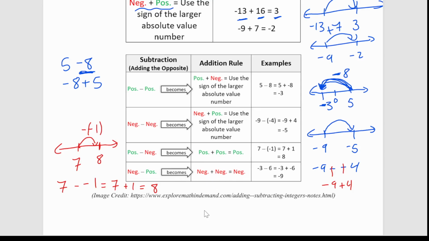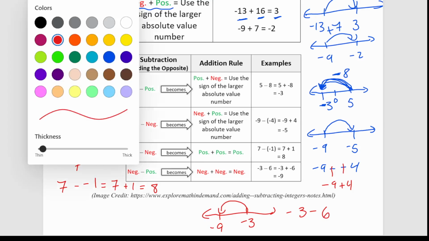And it works even if you flip that around. So if you have currently negative 3, and then I take away 6, well, I'm moving 6 further into the negative direction, and I end up at negative 9.